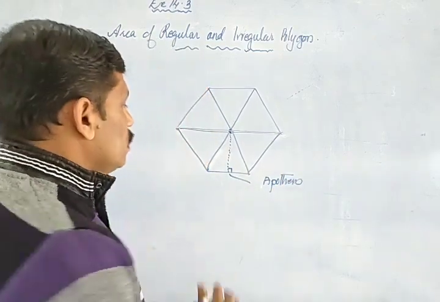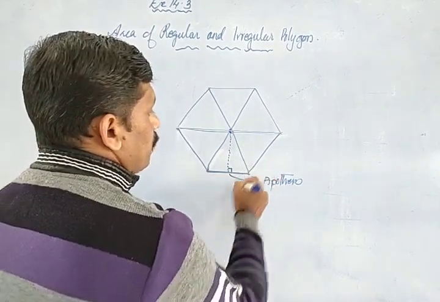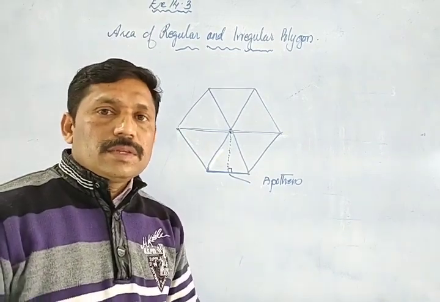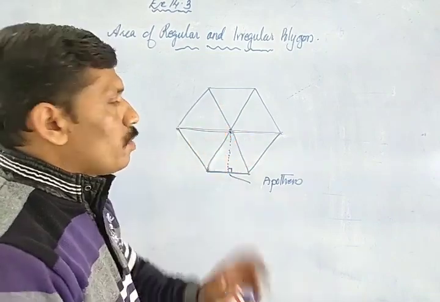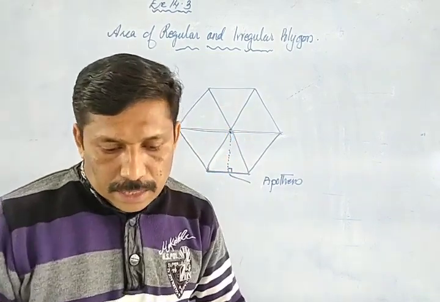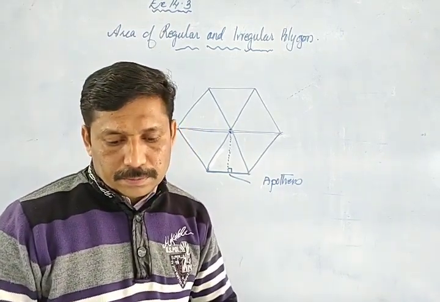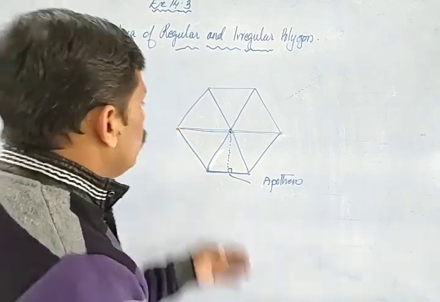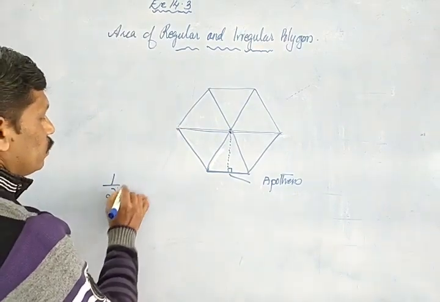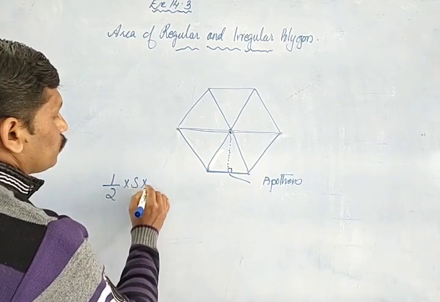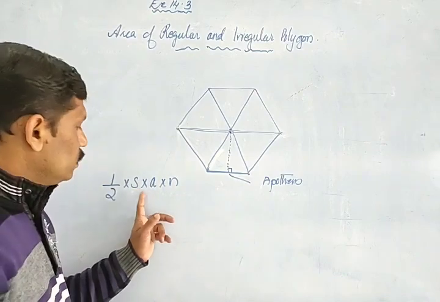Apothem means height. And this is the side, the measure of one side. And here you can see the number of triangles. So in order to find out the area of a regular polygon, here is one formula we use. That formula is half into side into a into n. Half into side into a into n.